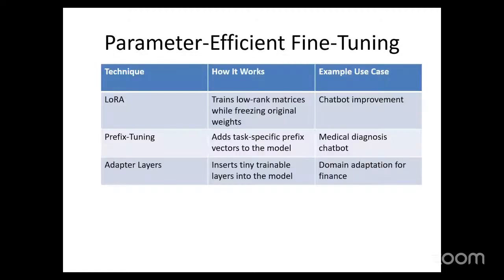Now, let us see what this parameter efficient fine tuning is and what the multiple techniques we have. One is LoRA. We also call it low rank adaptation. What is this LoRA? Basically, LoRA is a fine-tuning technique on LLMs which uses less memory and computational resources.